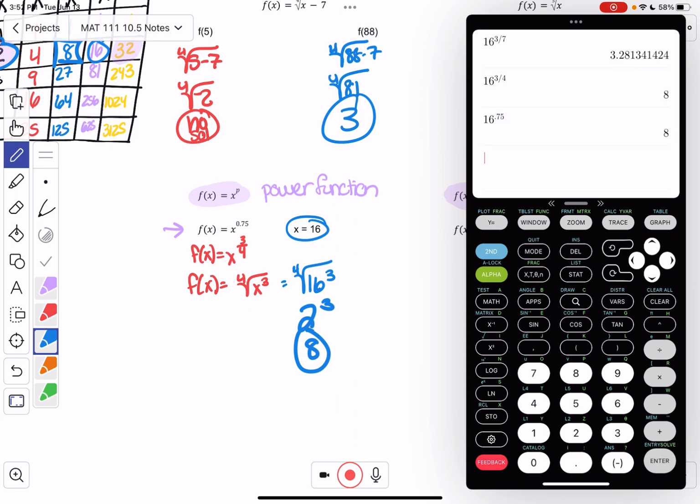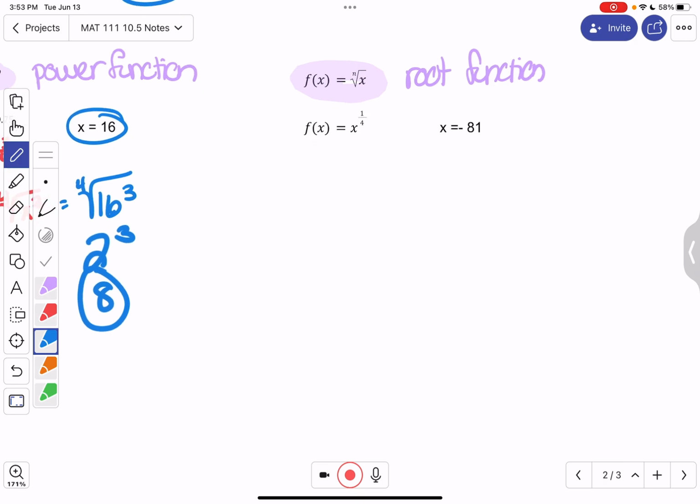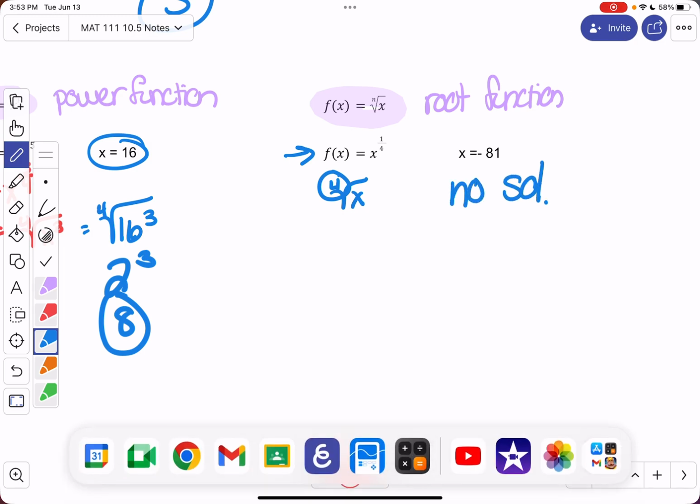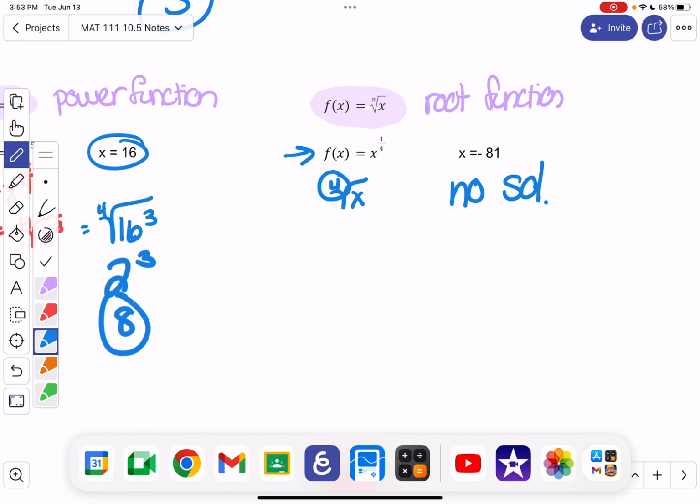All kinds of different ways. We could also use the math button and number 5, or we put the 4 there and put 16 cubed inside. All different ways you can use the calculator. So same thing here. This is our power function. The root function would be the fourth root of x. If we plugged 81 in, this is even, so there's no solution. If we put that in the calculator, you would either get an I or you'd get an error depending on the settings of your calculator.